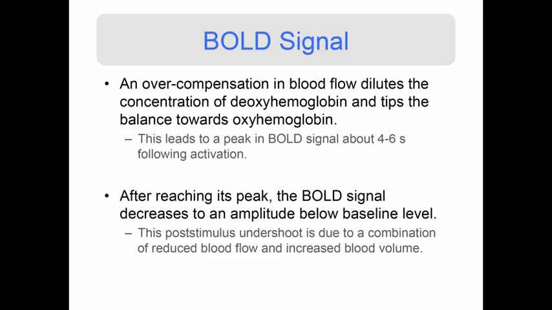Thereafter, there's an overcompensation in blood flow that dilutes the concentration of deoxyhemoglobin, and this tips the balance towards oxyhemoglobin, so there's a lot more oxyhemoglobin than deoxyhemoglobin. This leads to a peak in BOLD signal that takes place about 4 to 6 seconds following the neural activation. After reaching this peak, the BOLD signal then decreases to an amplitude below the baseline level. This is what's called the post-stimulus undershoot, and it is due to a combination of reduced blood flow and increased blood volume.